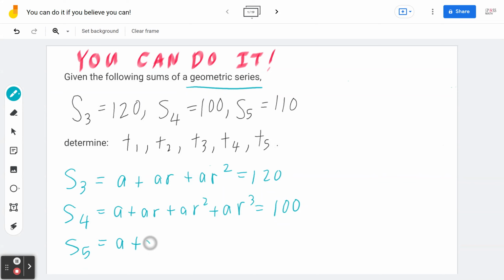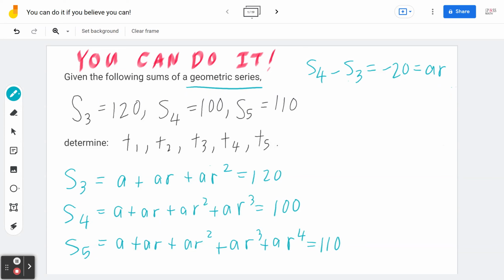S5, of course, is the first number plus the second number plus the third number plus the fourth number plus the fifth number. When I say number, of course, I mean the fifth term, and that's going to be 110. Now, if you really look at it, I can say S4 minus S3 equals 100 minus 120, which is negative 20, and that equals AR to the power of 3. Now, likewise, if you think about S5 minus S4, that is the same as saying 110 minus 100, which is going to be 10, and that equals A times R to the power of 4.